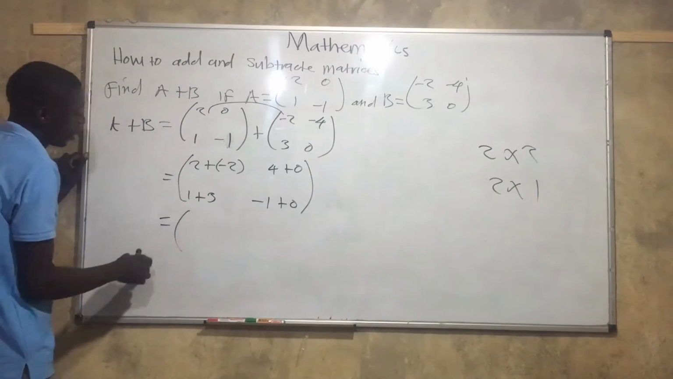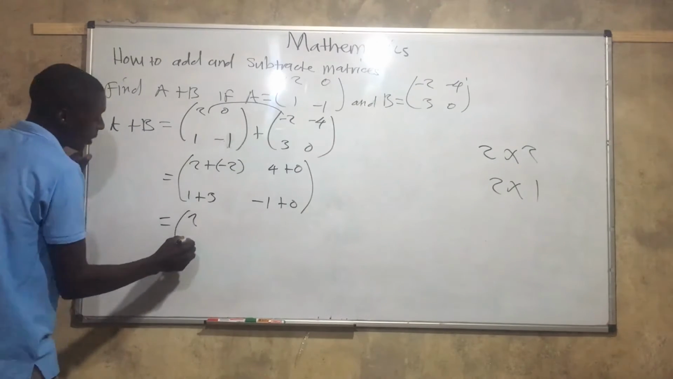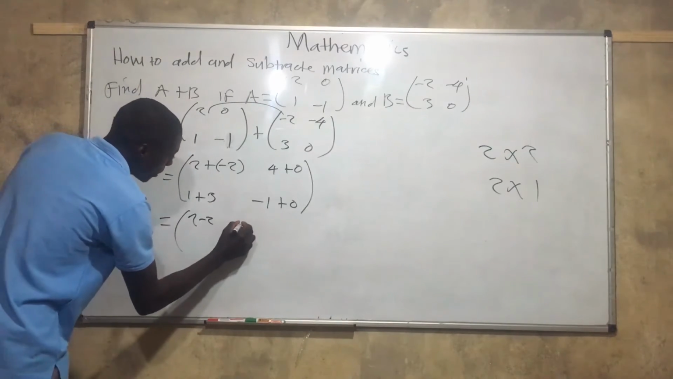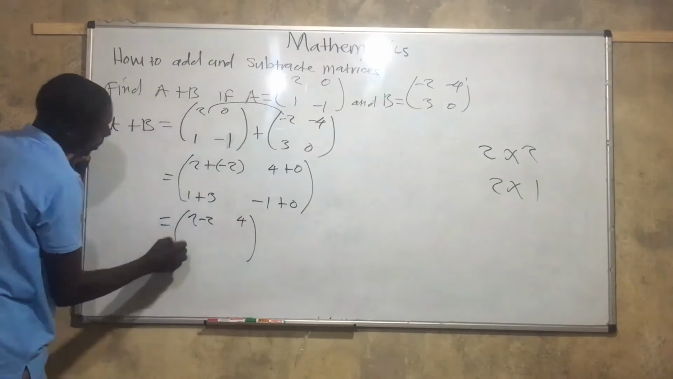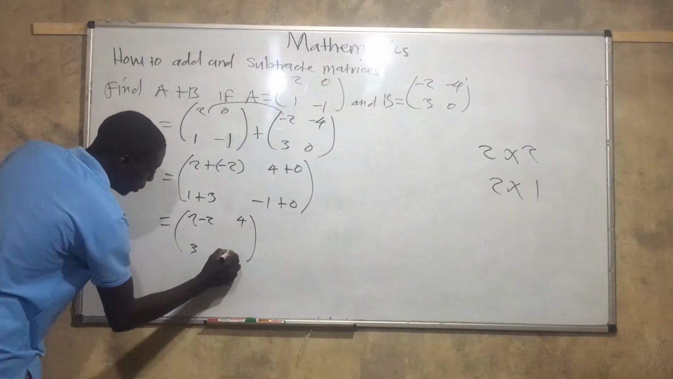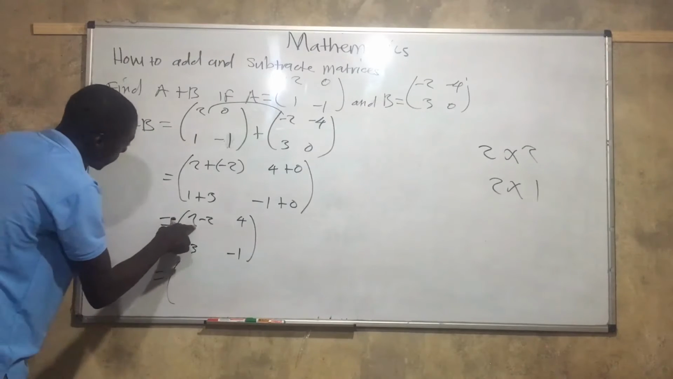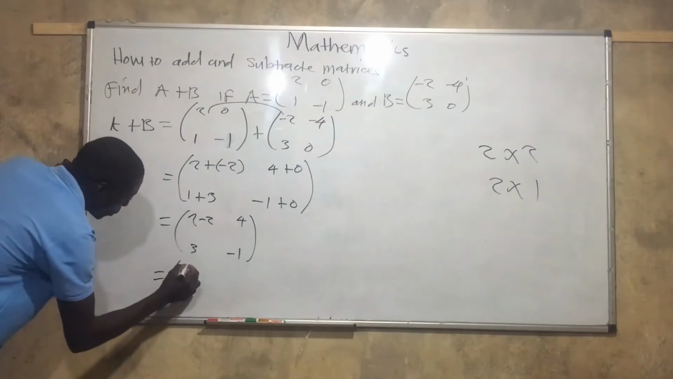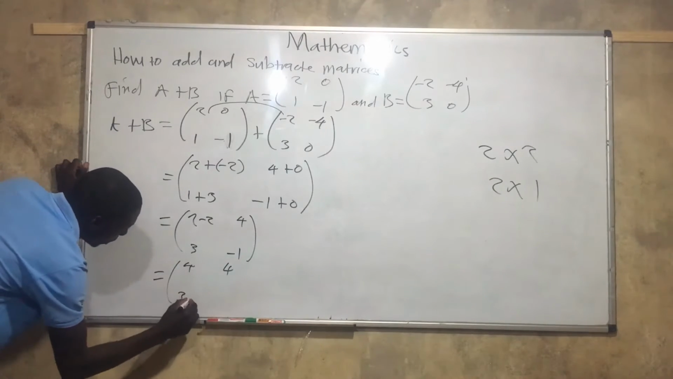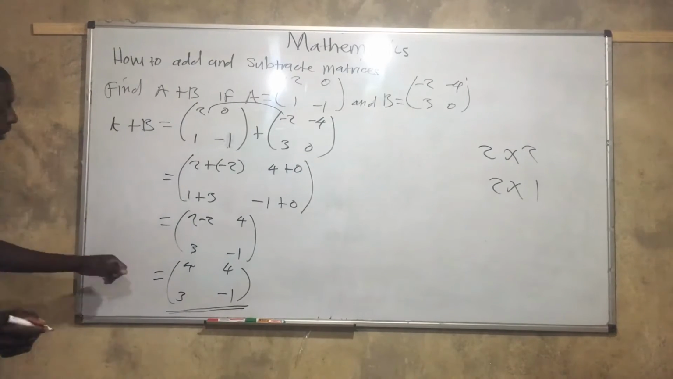Here we have signs, so we'll say 2 positive times negative to be negative 2. Then there it will be 4 plus 0, it is 4. We cross, then 1 plus 3 it will be 3. Then negative 1 plus 0 to be negative 1. Then the final answer will be negative 2 plus 2, it will be 0, then 4, then 3, then negative 1. This shows that this is the answer.